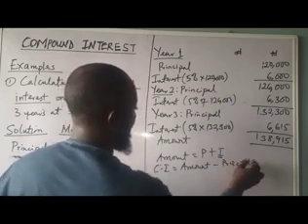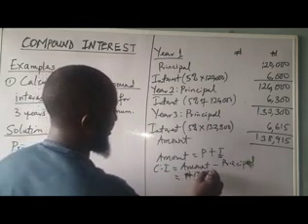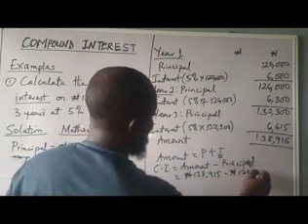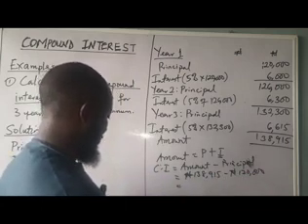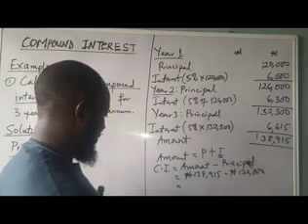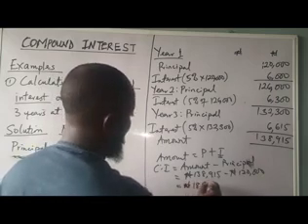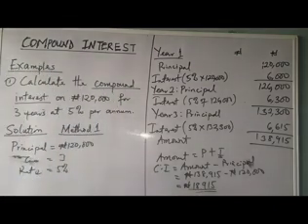Right? So that will then give us 138,915 minus 120,000. So that gives 18,915. So this is the compound interest you are asked to calculate. I hope this is very clear. Good. So after that, let's now look at the second method and see how we're going to solve that.